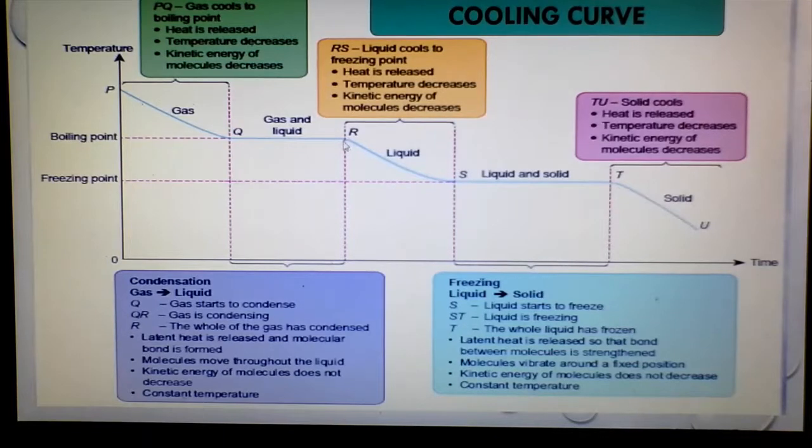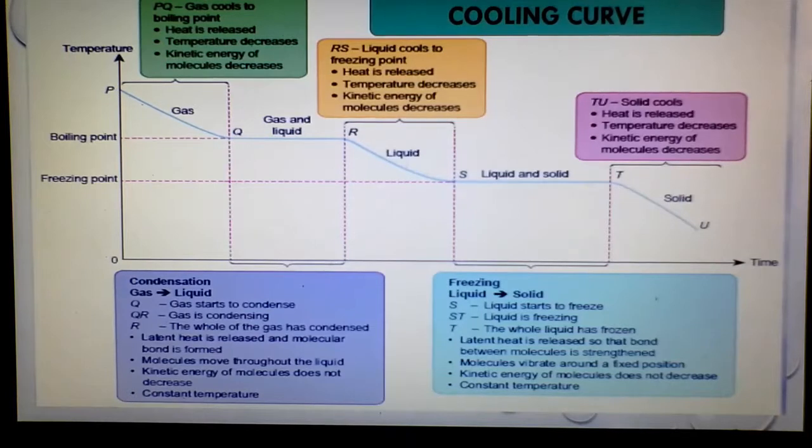So when we reach R, all gas has condensed to liquid already, so RS is in liquid state. So you can see there's a decrease in temperature. So RS here, liquid cools to freezing point, heat is released, temperature decreases, kinetic energy decreases. So the amount of heat released here, we call it heat capacity.